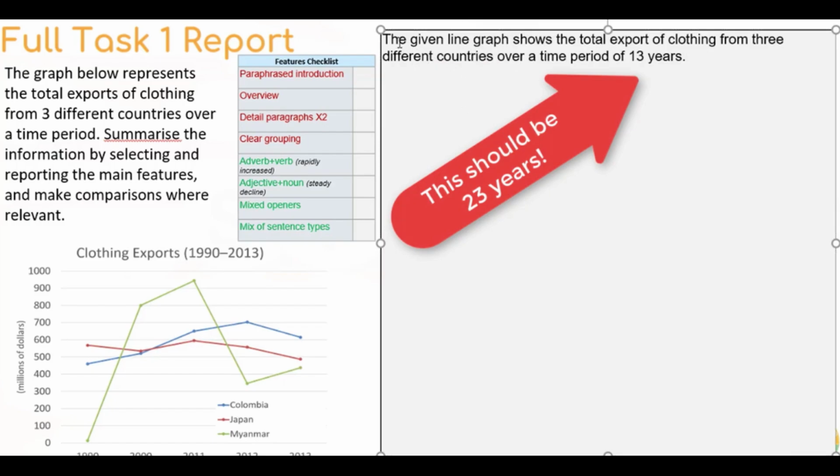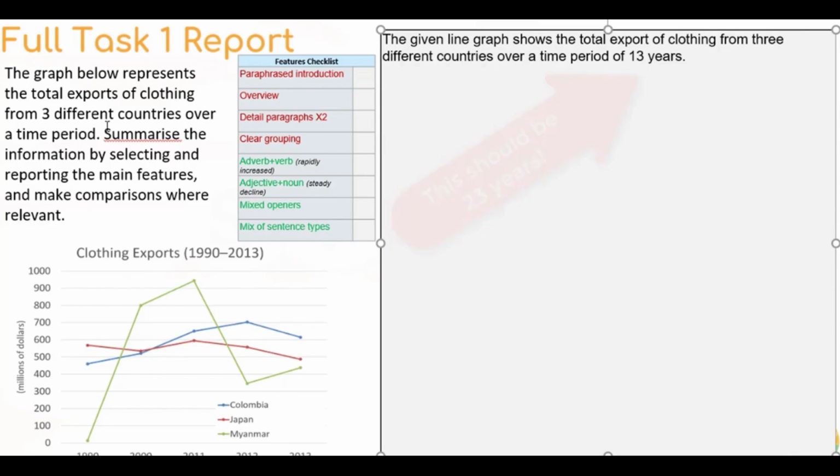So let's read back our introduction paragraph. The given line graph shows the total export of clothing from 3 different countries over a time period of 13 years. So I've paraphrased the question. I've used some different expressions and language, and I'm happy with what I have written there. So let's move on to our overview paragraph.